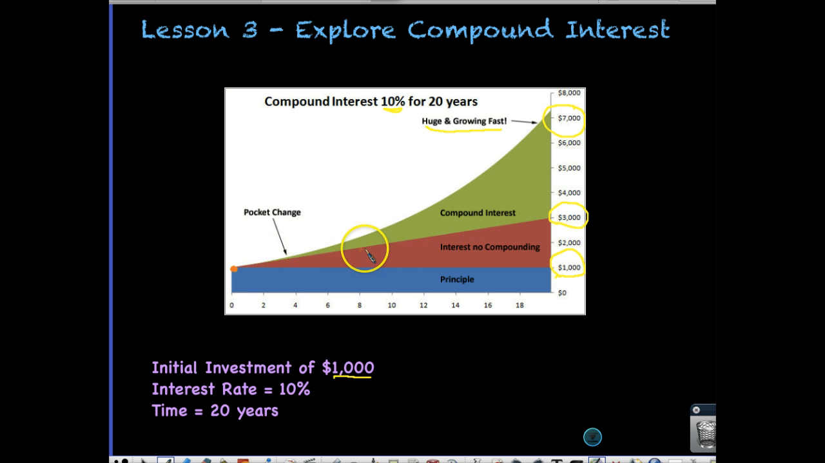Notice that it does grow. It's growing at a constant rate. It's growing at 10% of $1,000, which is $100 every single year. So basically, if I invest $1,000, at the end of year 1, I would have $1,100. At the end of year 2, I would have $1,100 plus another 100, so I would have $1,200. And I would just keep adding 100, 100, 100 every year.